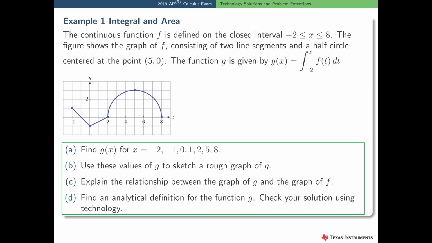In part A, find g of x for these values of x. In part B, use these values to sketch a rough graph of g. In part C, explain the relationship between the graph of g and the graph of f. And finally, in part D, find an analytic expression for the function g, and compare the graph of this function with the graph produced in part B.